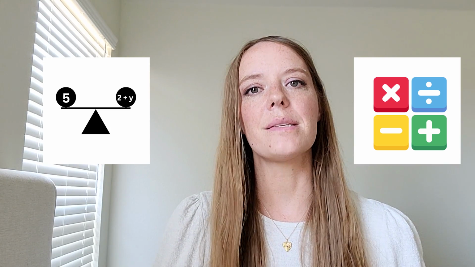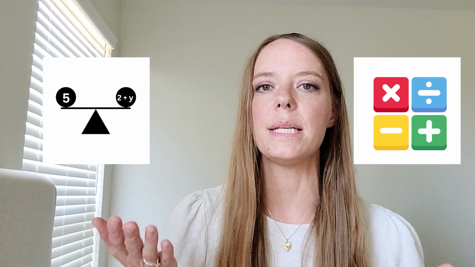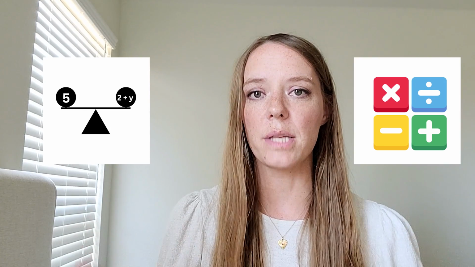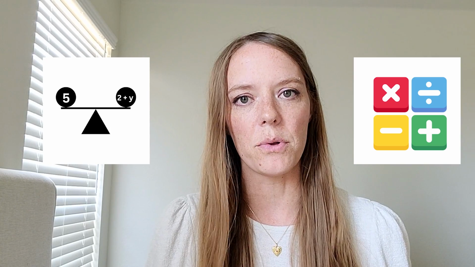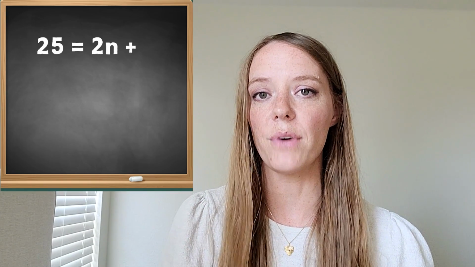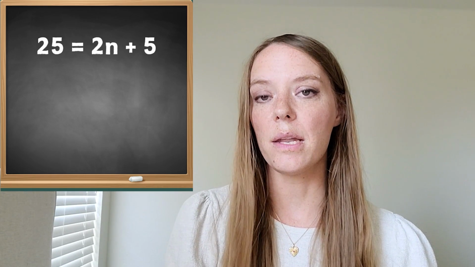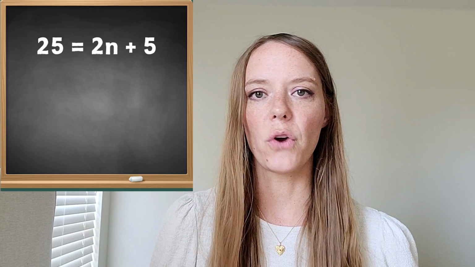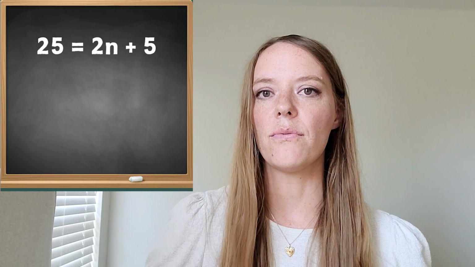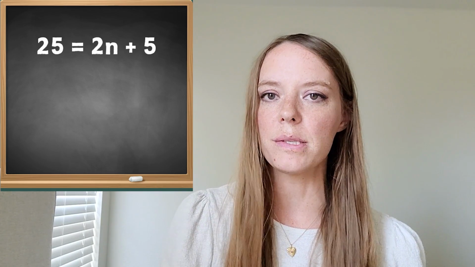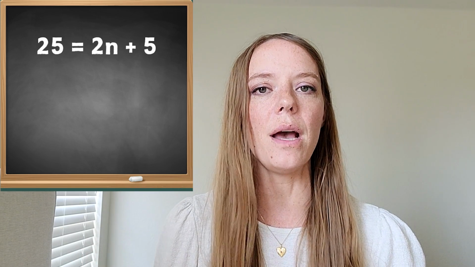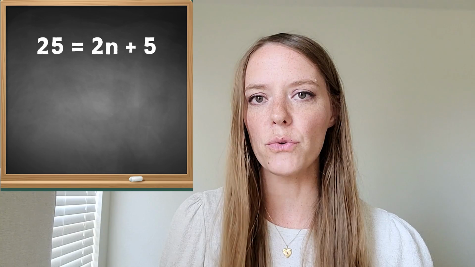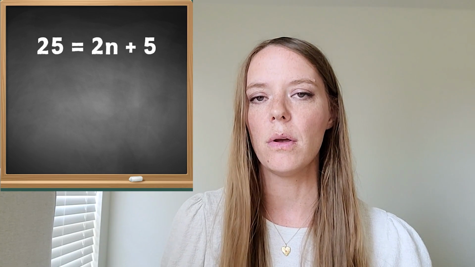So let's try a really simple example just so we can practice the idea of balancing both sides of the equation. Then we can move into some real life examples that involve this. So here's my simple equation. We have 25 equals 2n plus 5. What do you think we could do first? The goal is to get the variable, the letter, on one side, and then we work to find what it equals on the other side. So what could we do first to start getting that variable by itself?